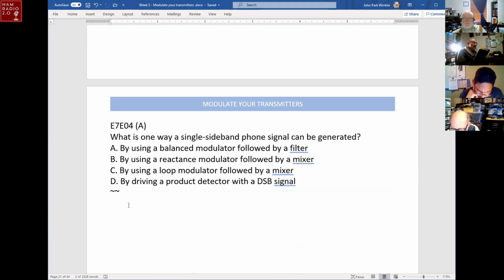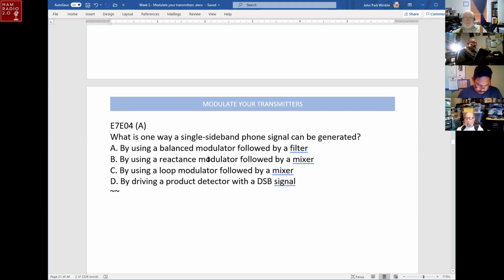In the old days, there were two basic methods. One was called phasing, and the other was called filtering basically. And you're talking about a single sideband signal, which is an AM signal, suppressed carrier, and only one of the sidebands. And the balanced modulator gets rid of the carrier, and the filter chooses one sideband over the other. Very, very sharp filter.